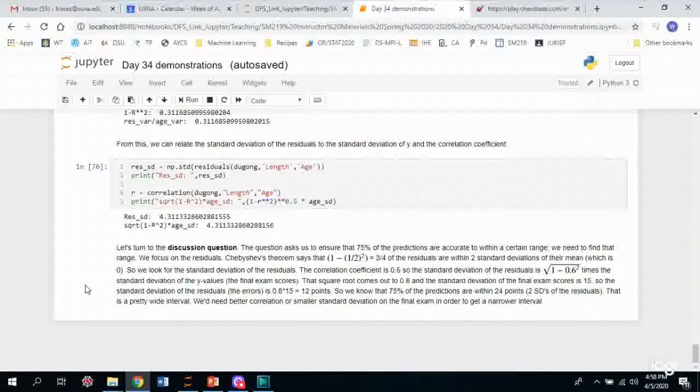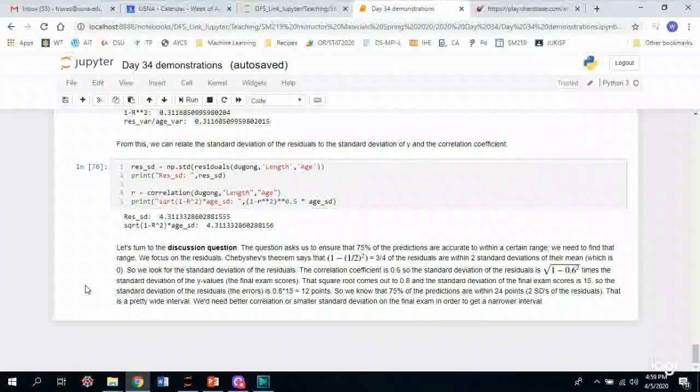So the errors have standard deviation 12 points, and that means that 75% of the predictions are within 24 points, 2 standard deviations of the residuals. That's a pretty wide interval. Since it's plus or minus 2 standard deviations of the residuals, the interval itself is twice as big. It's 48 points big. That's probably too big a spread to really draw any firm conclusions about anything.